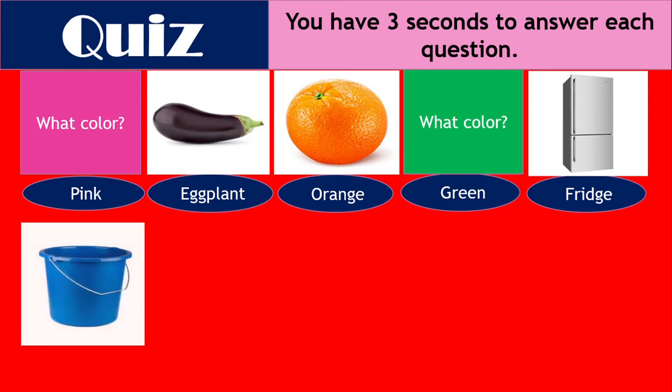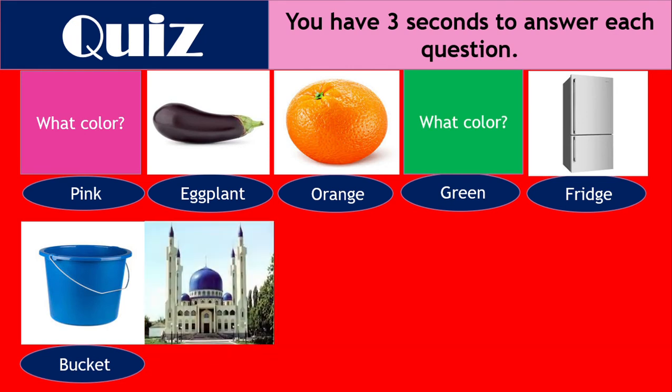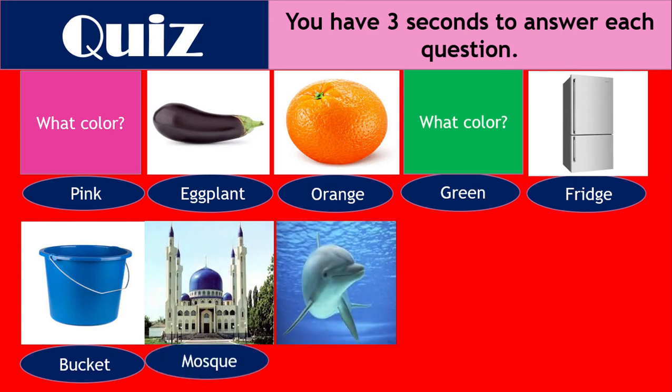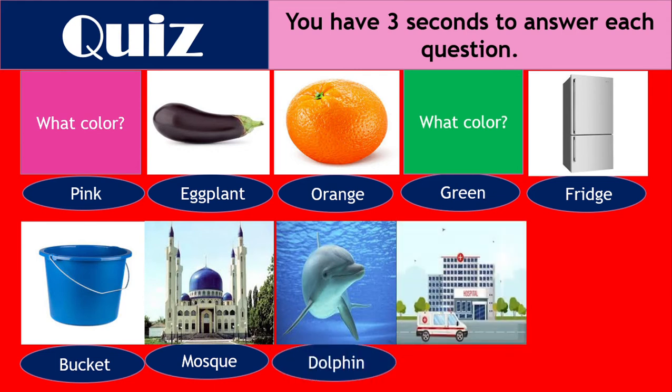Okay, the next one. This is a picture of something you see in your bathroom. Okay, what is its name? Bucket. And this one, yes, it's a picture of a mosque. And this one, it's a dolphin. And this one, it's a picture of a hospital, and there is an ambulance in front of the hospital.